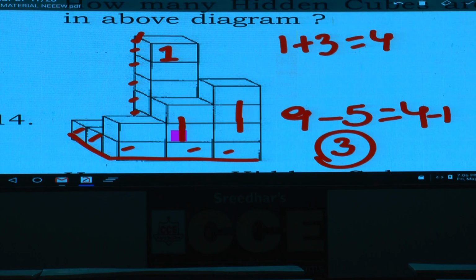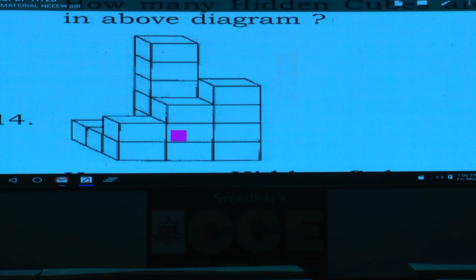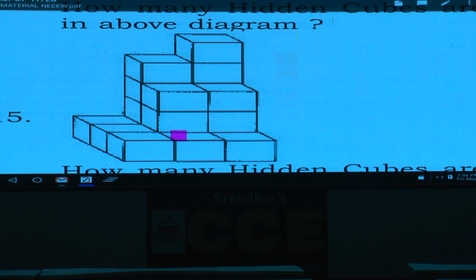Clear now? Then next one, question number 15. Now 15th one, any answer to this?